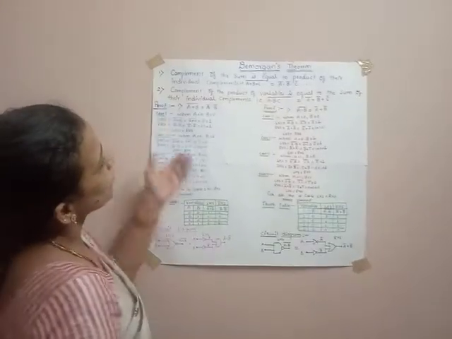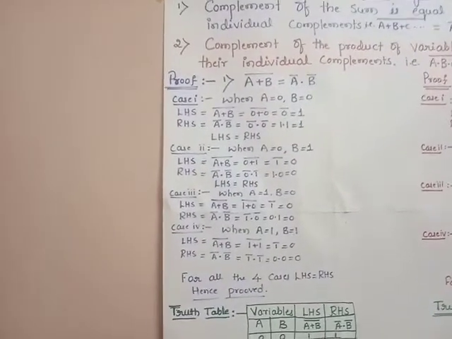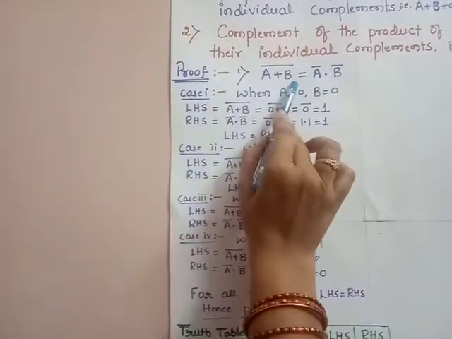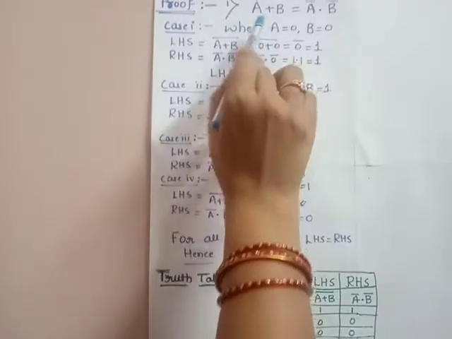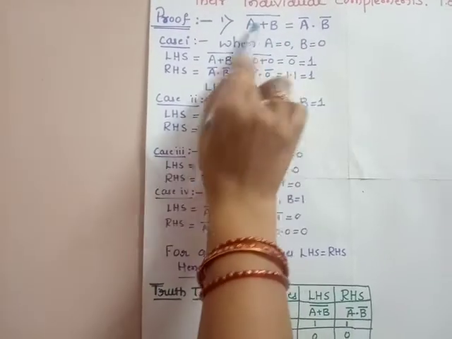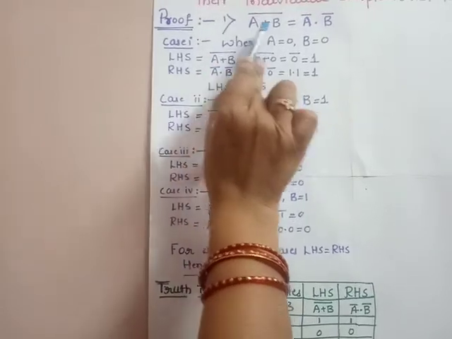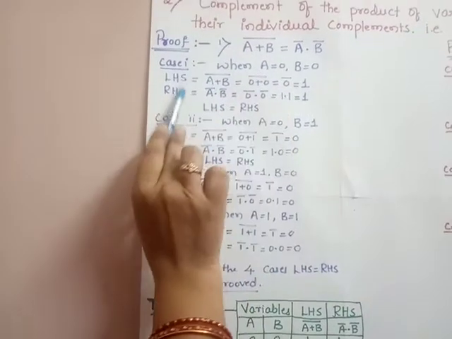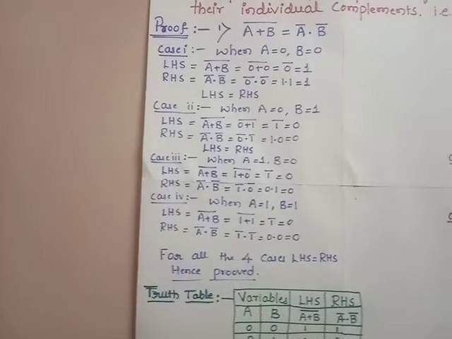So first we will prove the first statement. In order to prove this theorem, we have to take only two variables. After that, we will substitute all the possible values of two variables, that is a and b, and we will prove that LHS is equal to RHS for every case.